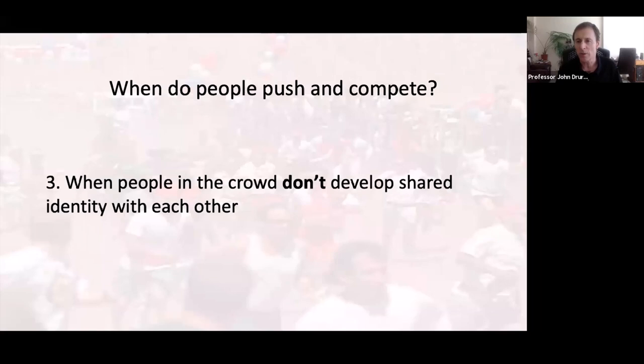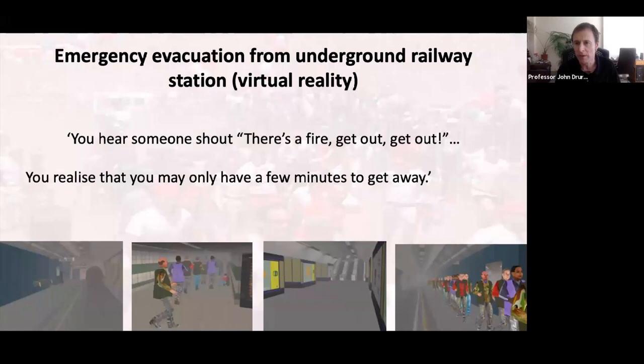But one of the tools we have used is experiments using virtual reality to try to get people to engage with a scenario. This is quite prescient because we ran this just before the London Underground bombings of 2005. Our scenario was a fire on the London Underground station. And so the story begins. People are settled at the scene and you hear somebody shout, there's a fire, get out. And you tell the participant, you've only got a few minutes to get away. And there's an animation of people running to get out.